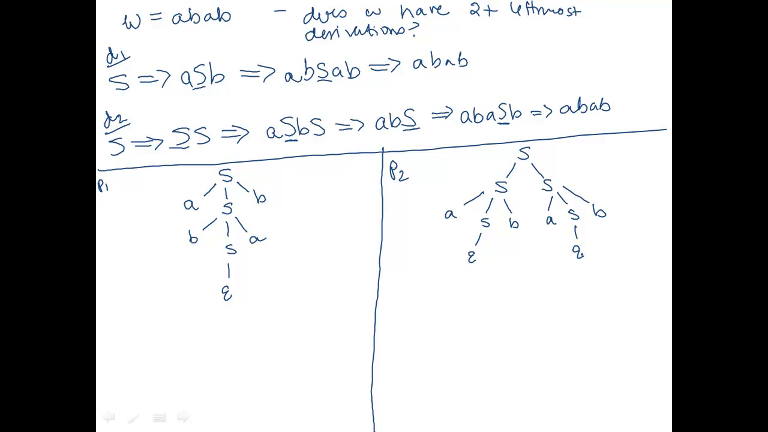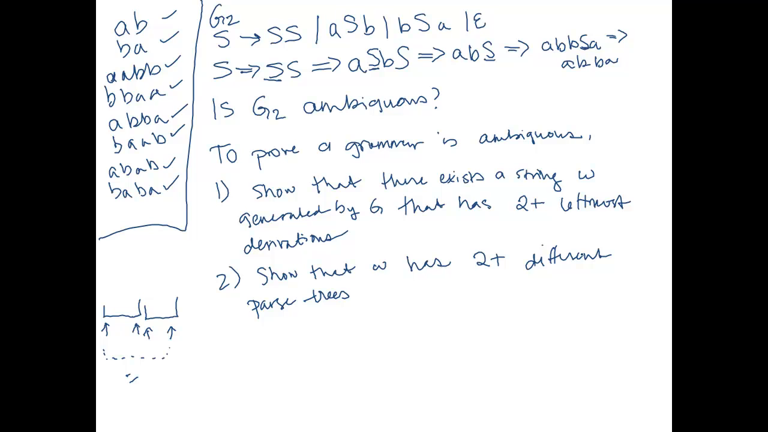Okay, so we see two different parse trees corresponding to two different leftmost derivations for the same string AB, AB. So while this grammar, G2, should generate all of the strings in L, it's not unambiguous. It is ambiguous. We have proved that it is ambiguous.